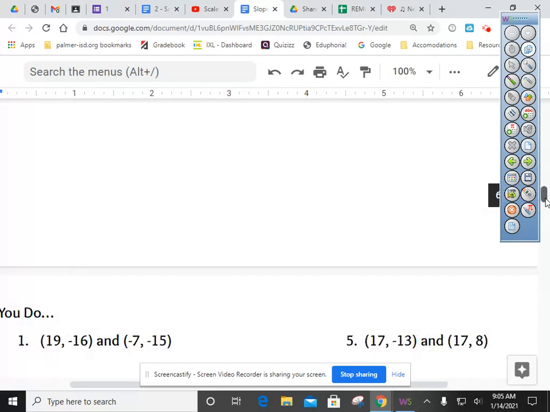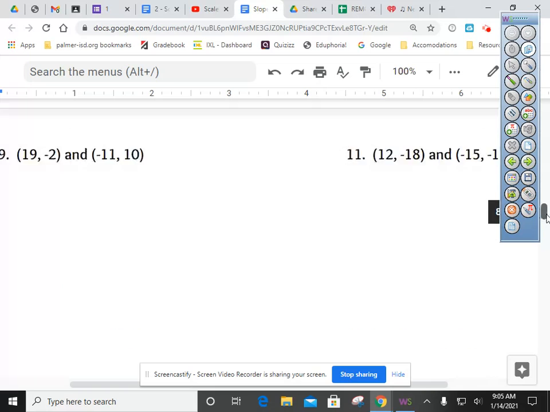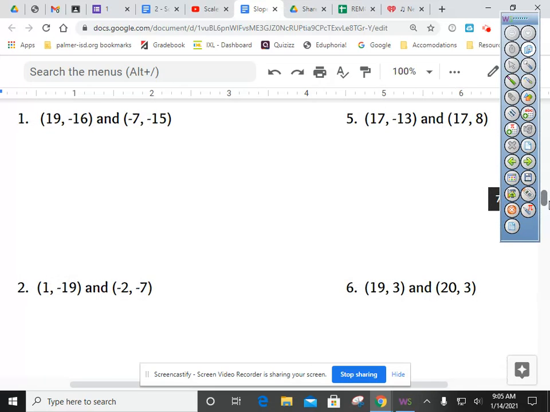Moving on. Okay, this is a you do section. There are 12 of them. You can look through there for a minute and decide which one you want me to do. I'll do one for you or with you. Number 9. Okay, good. All of them? Number 3.